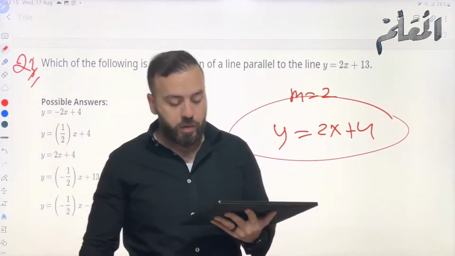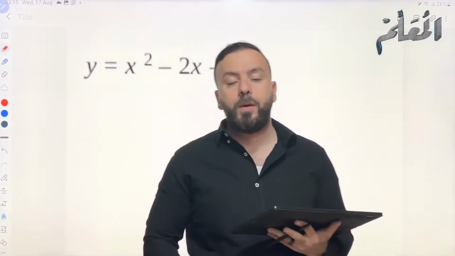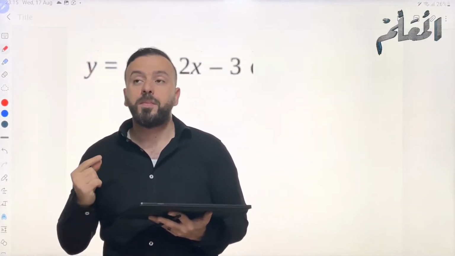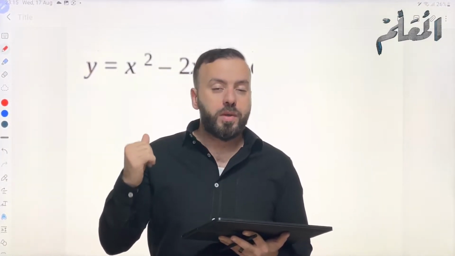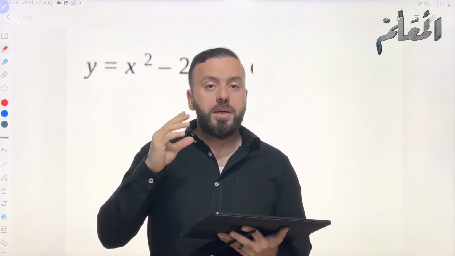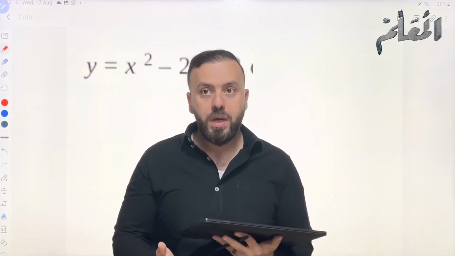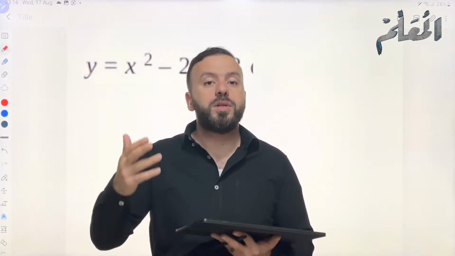Let's go for question 4. Here we go. Question 4. This is one major question in coordinate geometry, and this is about quadratic functions. The parabola has a certain strategy to solve and draw it: the maximum, minimum, vertex, axis of symmetry.